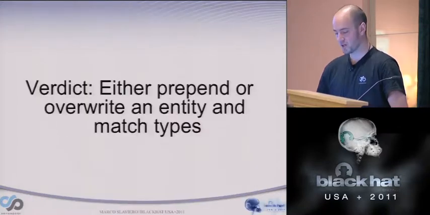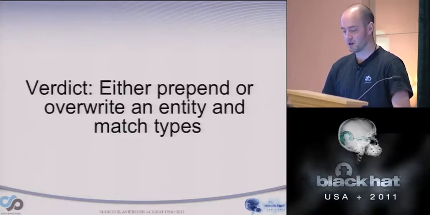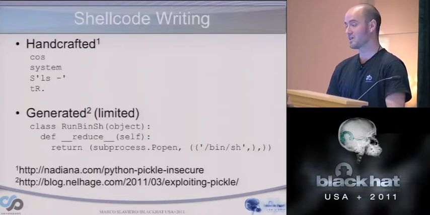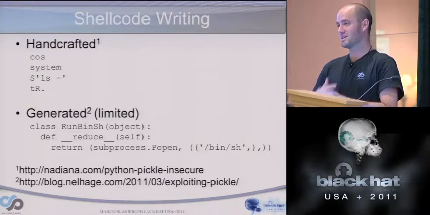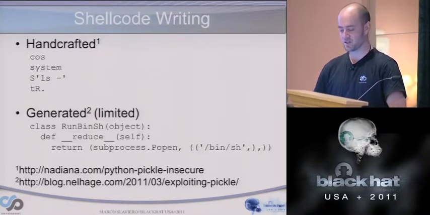Okay. So the verdict there is to either prepend if you don't care about output, or if you do care about output, then overwrite an entity and make sure that the types match. If the entity that you're overwriting is an integer, your shellcode can't produce a string. The instructions won't match and it will die.